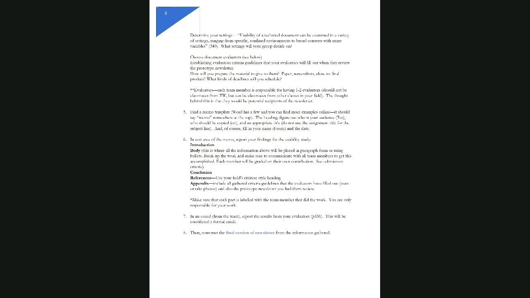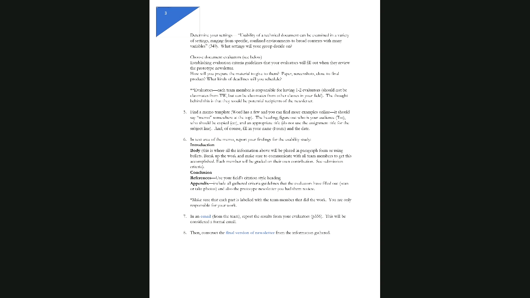And then this is what the usability study should have in it. Number 6, the introduction. The body, that's where all those questions from above in number 4 come in. You can bullet them. You can place them in paragraph form. But again, remember to make it look professional. Have a conclusion. The references, anything that you went and studied or looked at or referred to, by all means, make sure you cite it.